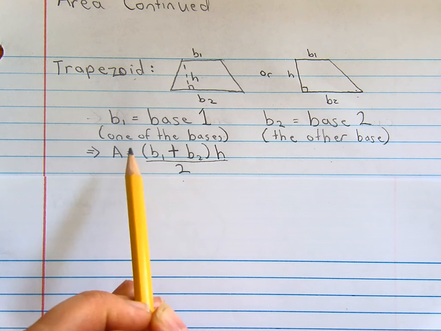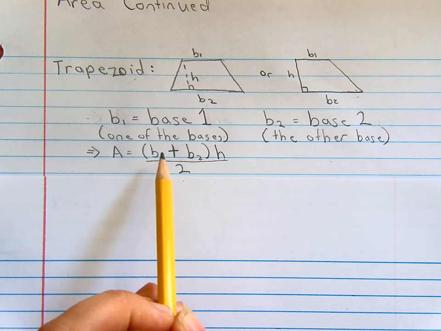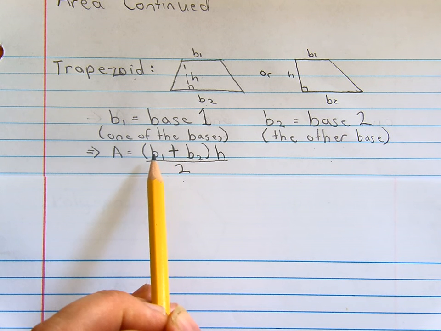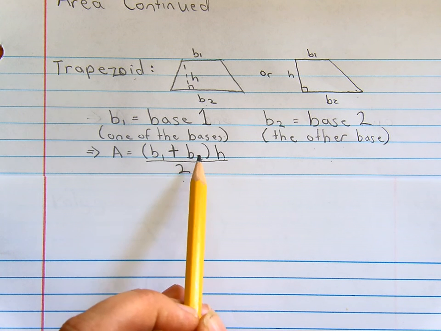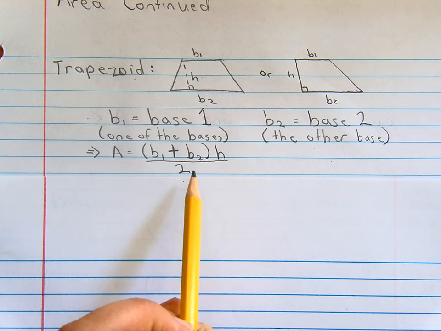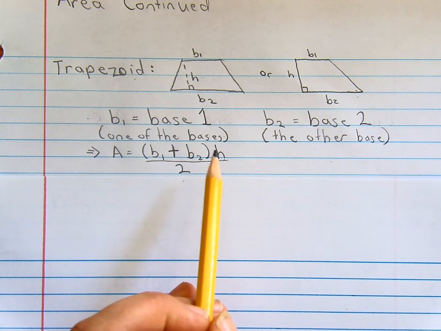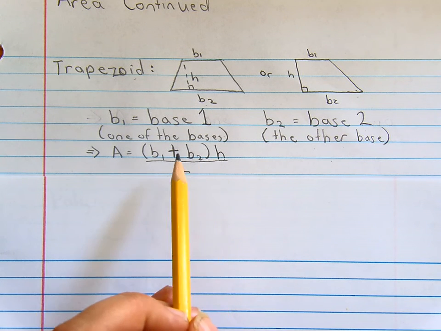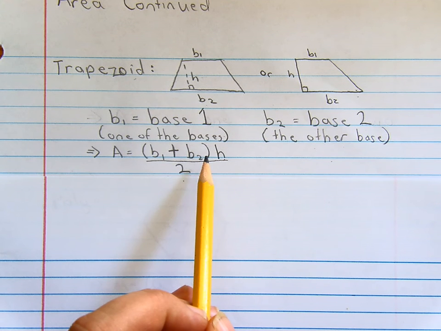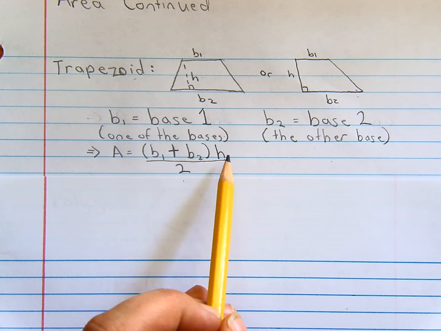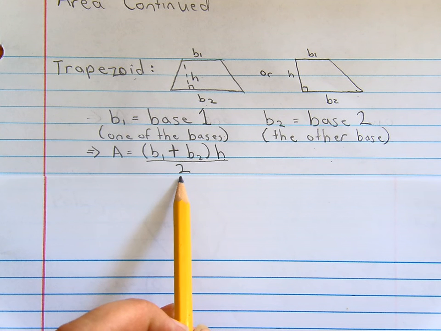Very commonly, that's an area where students have a tendency to put the wrong operation here. But if you think of it kind of like an average base between the two of them, add them up, divide by 2, and multiply that by the height. Or base 1 plus base 2 times height divided by 2.